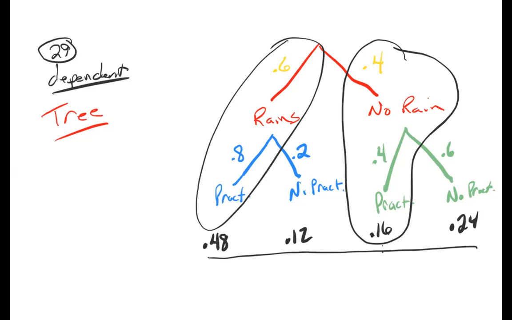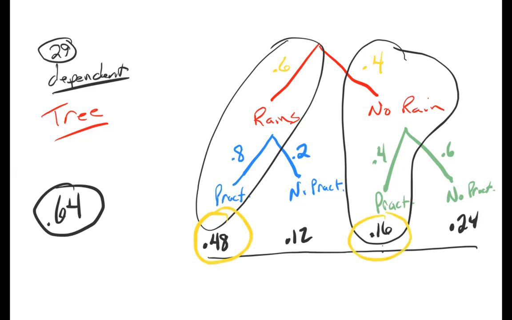Now, we're concerned about the two paths that would be John practicing his piano. Well, I'm going to say that there's a 64% chance that he'll practice his piano. How did I get that? I basically just added these two paths where he would practice.